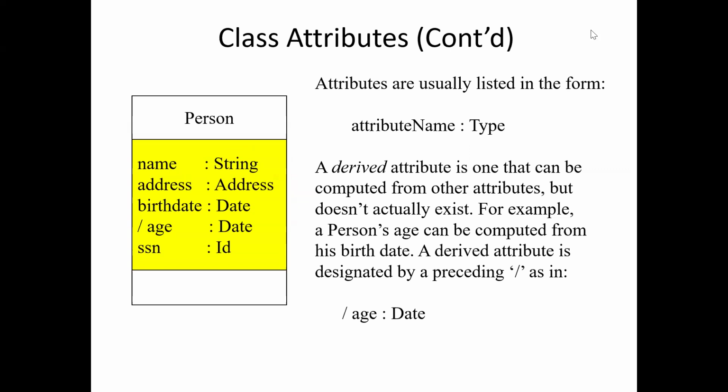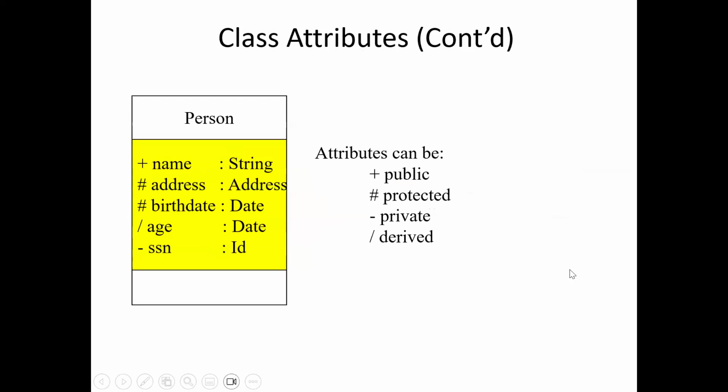A derived attribute is one that can be computed from other attributes but does not actually exist. For example, a person's age can be computed from their birthday. A derived attribute is defined by a preceding slash. The attribute can be public, protected, private, or derived.